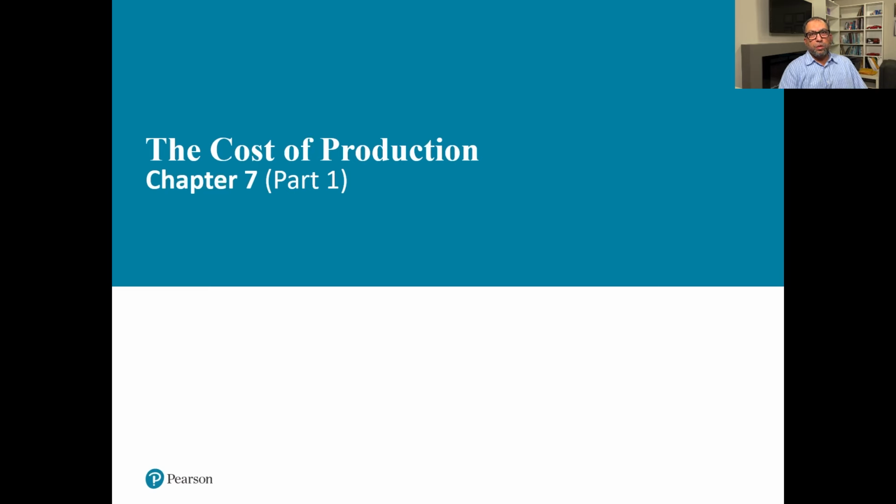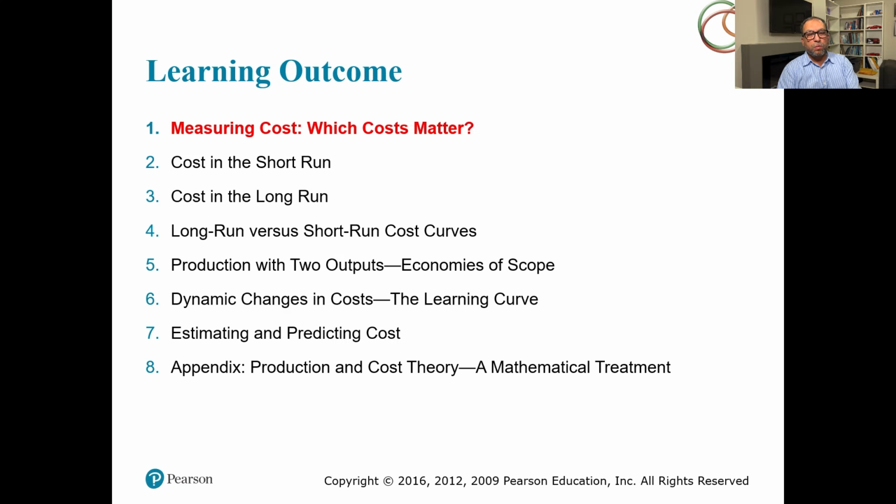So chapter number 7 is focusing on the cost of production, and I divide this chapter into four parts, and in each video I'm going to explain each part. So let's start with the first part.